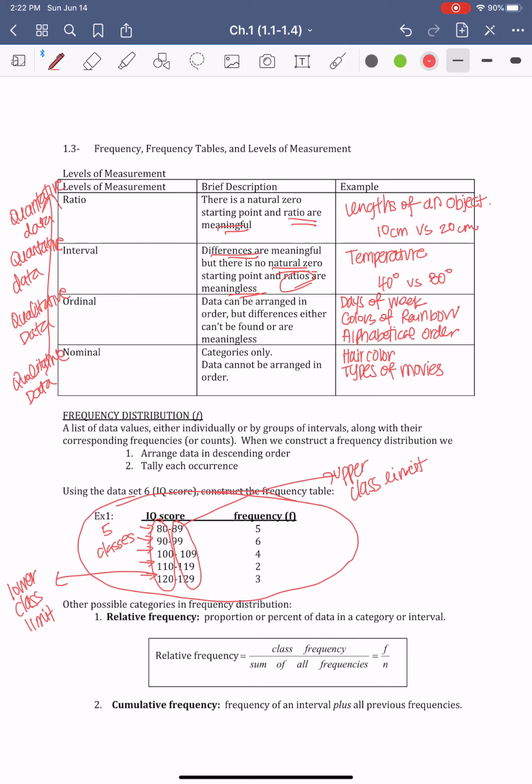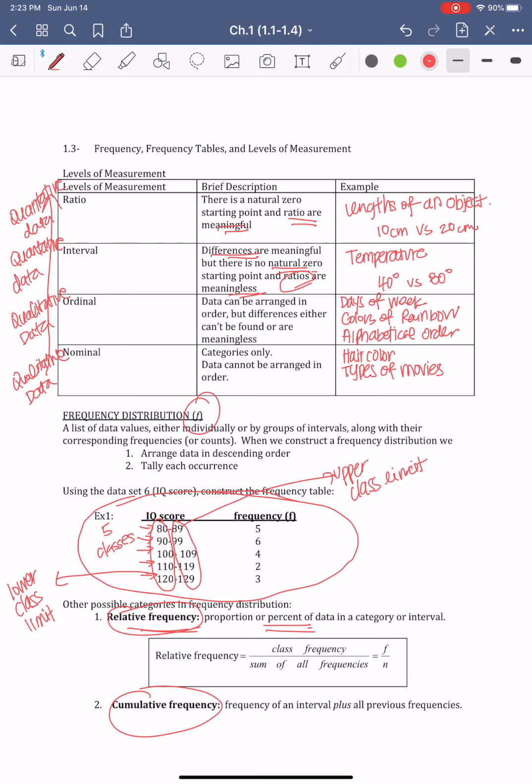So frequency, so 3 types. Frequency, relative frequency, and cumulative frequency. Frequency is the actual count. 5 data, 6 data. Now, what is a relative frequency? Relative frequency is a proportion or percent of a data value. Okay, out of 10 data, I have 5 data that has IQ score 80 to 89. Then you can see that 50% of the data is IQ score between 80 to 89. So that 50, that's a relative frequency, proportion or percent of a data in a category or interval.